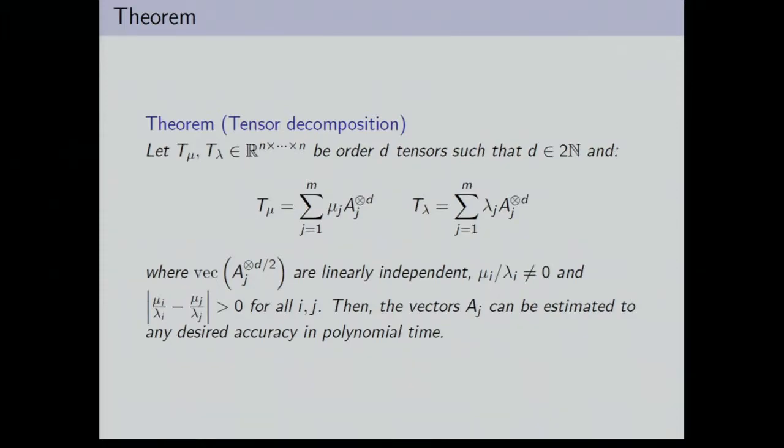And so, if you look at the actual theorem that you can prove about these things, as Prasad said, you need the coefficients to be different from each other. But once they're different from each other, and once your AJs are not in the tensor space are not linearly dependent, then you can go ahead and recover the AJs up to whatever accuracy you want in polynomial time. So yeah, the point here is that decomposition of one tensor is too hard. Decomposition of pairs of tensors is relatively easy if you're careful about it.